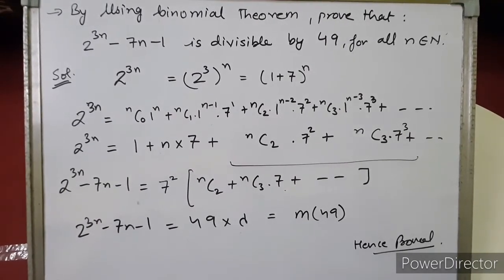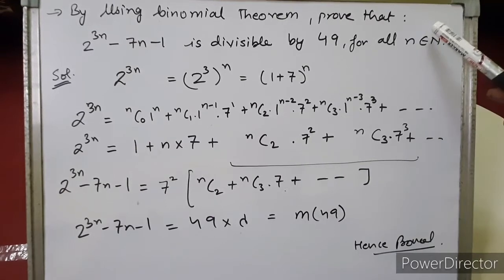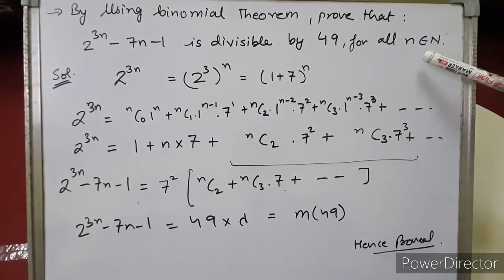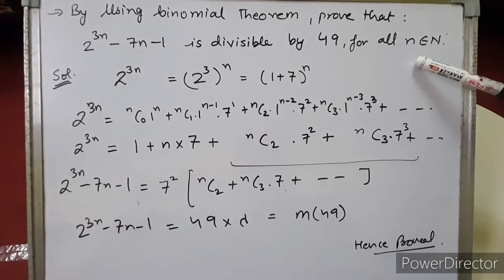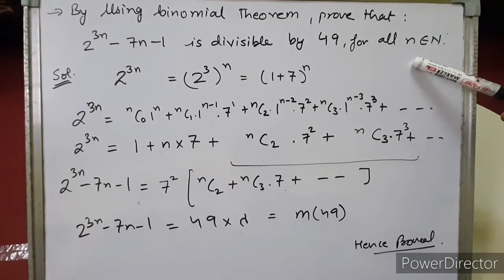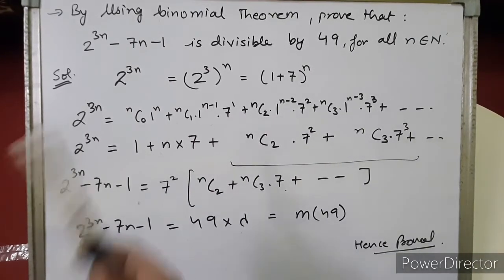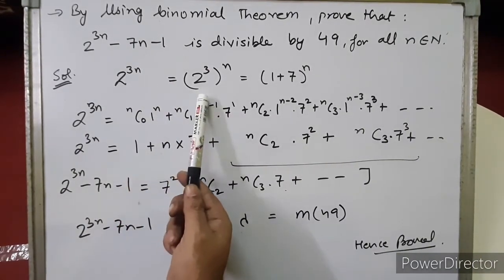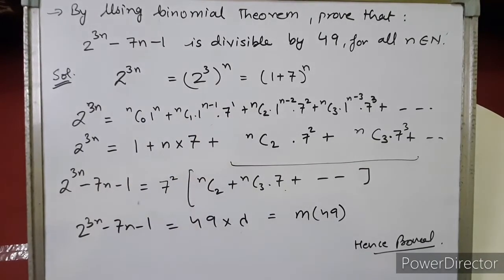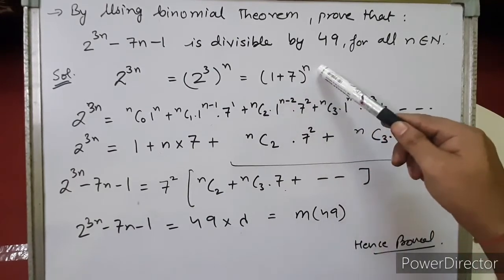In this sum it is given that by using the binomial theorem, prove that 2^(3n) − 7n − 1 is divisible by 49 for all n belonging to natural numbers. Now pay attention here. 2^(3n) can be written as (2³)^n, right? 2³ is 8, and 8 can be written as (1 + 7)^n.